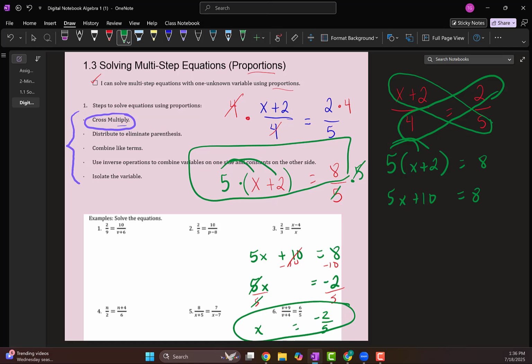So that first step, cross multiply, that is what's new. You'll notice the next steps are distribute, combine like terms, use inverse operations, isolate the variable. These last 4 steps we've done in all the other lessons. So really we're just focusing on a new skill, and that's cross multiplication. The next video will go through the examples.